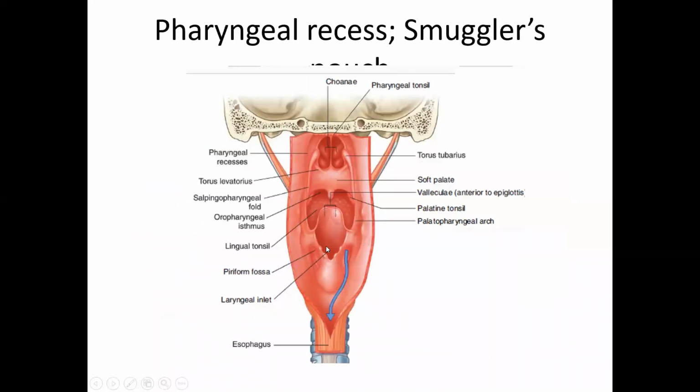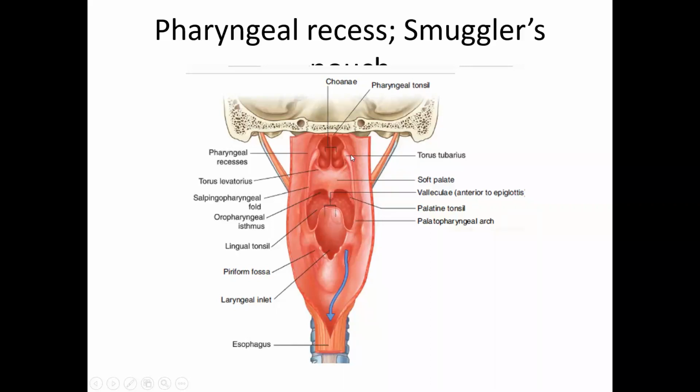We have already discussed this, but let us discuss it again. This is a posterior view of the pharynx with a posterior wall cut. So in the upper part, what you are seeing is the choana, the opening of each nasal passage entering into the nasopharynx. In the nasopharynx, there is a torus tubarius, which is the opening of the eustachian tube. From the inferior part of the eustachian tube arises the salpingopharyngeal fold.